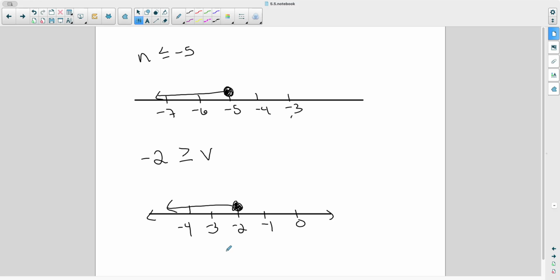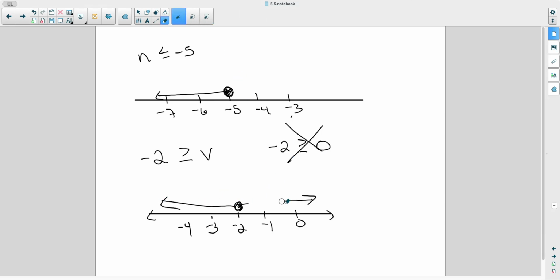Now, if you watched the video before, I always say you could test it out. Let's say we went the other way, and we would test -2 greater than or equal to 0. Is that true or false? That's false. So I know I went the wrong way. So if you question which way to go, then you can test out your numbers.